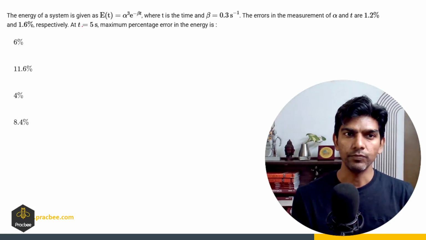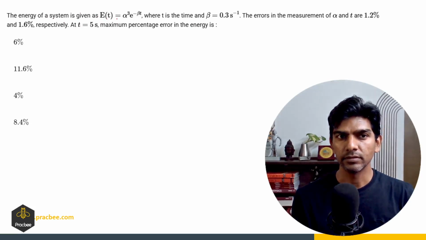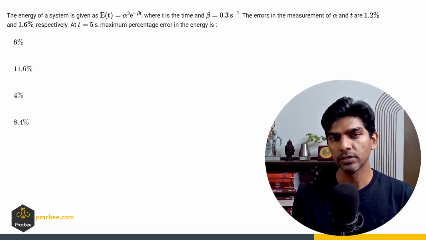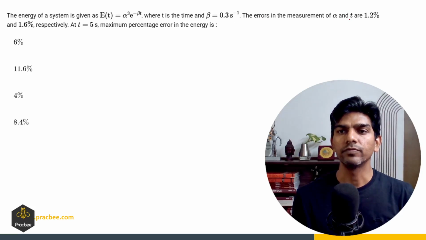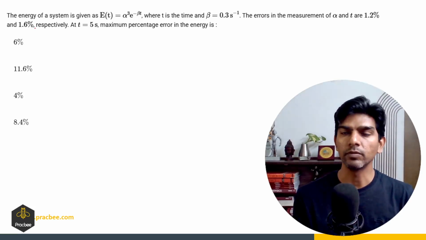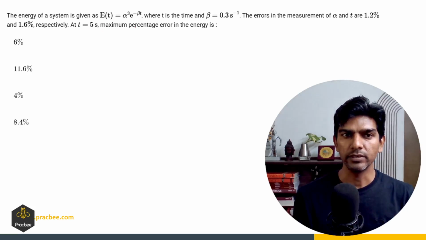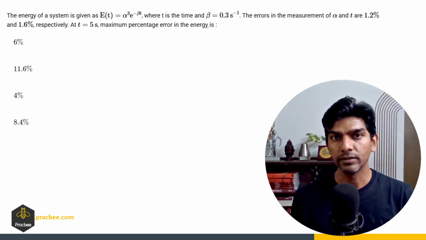The energy of a system is given as E equals alpha cube e raised to power minus beta t, where t is the time and beta is a constant which is 0.3 second inverse. The error in the measurement of alpha and t is 1.2% and 1.6% respectively. At t equals 5 seconds, find the maximum percentage error in the energy.